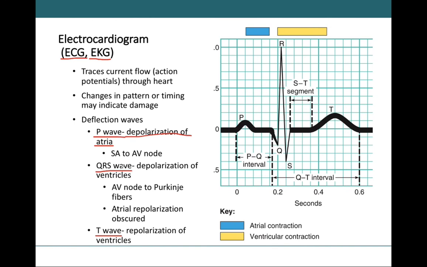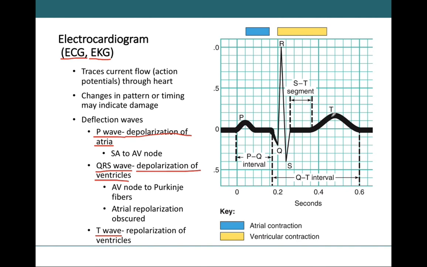Now the next deflection wave we see is the QRS complex. And the QRS complex is always supposed to be very, very sharp. The QRS complex tells us that we're going to have the depolarization of the ventricles. So that means ventricular contraction, and you'll see the QRS complex will be right in line with ventricular contraction, which is shown with this yellow bar. So we're now seeing the signal sent from the AV node go all the way down to the Purkinje fibers, as the Purkinje fibers take that signal out to the walls of the myocardium in the right and left ventricles and cause the contraction of the ventricles. So that is what's shown by the QRS complex.